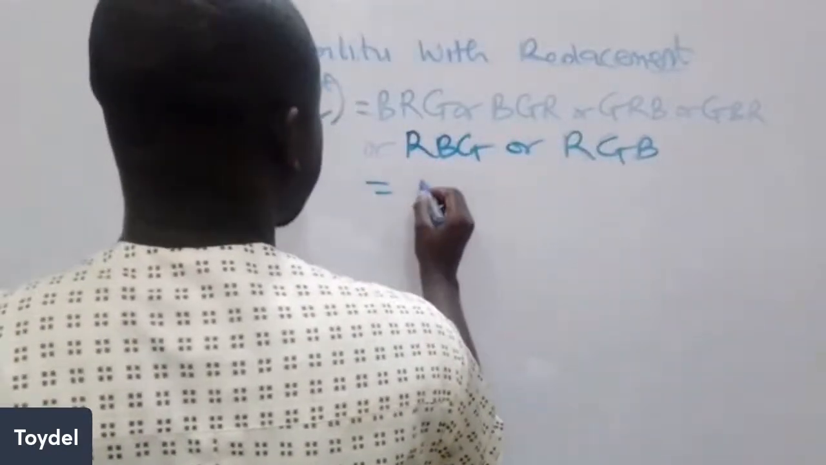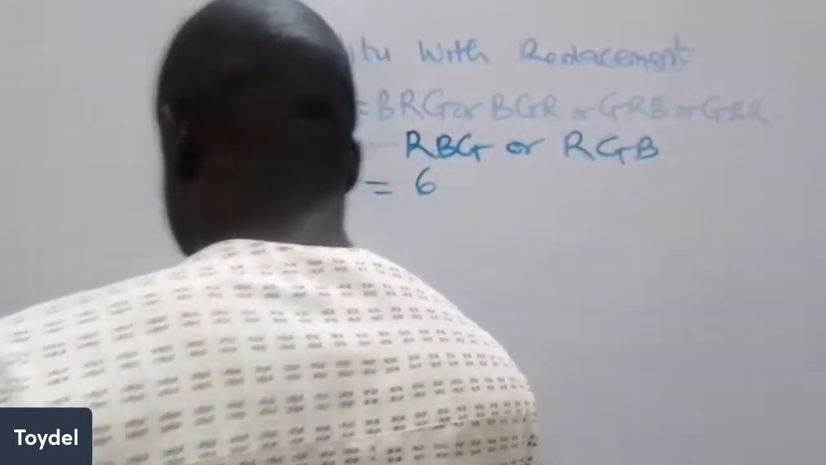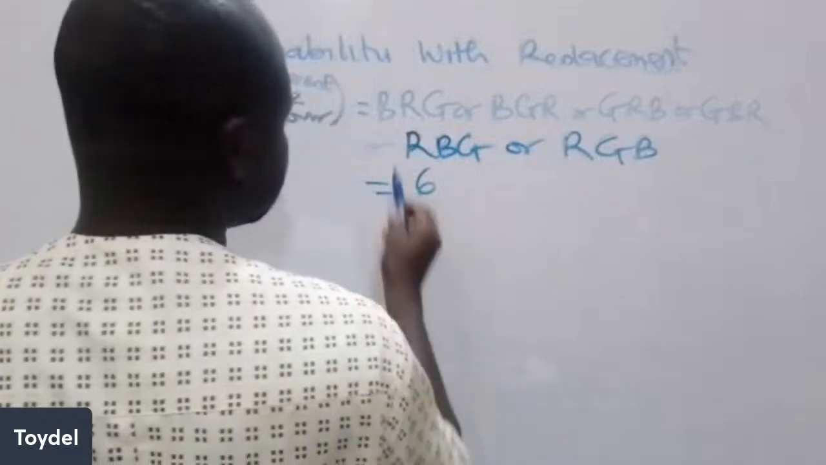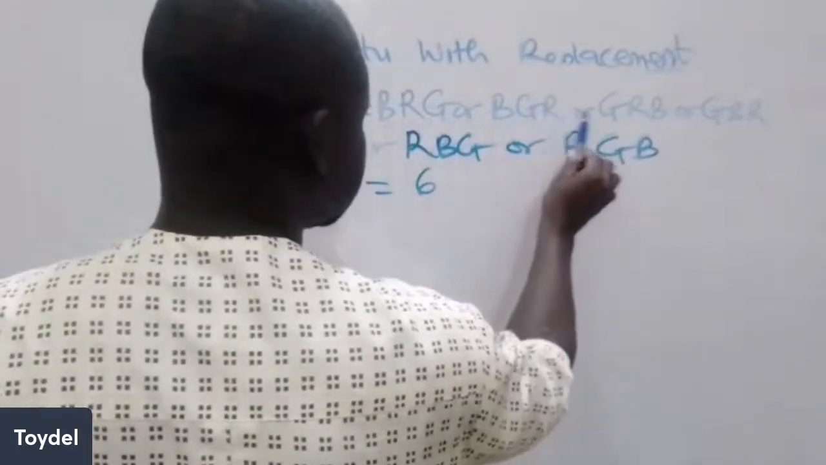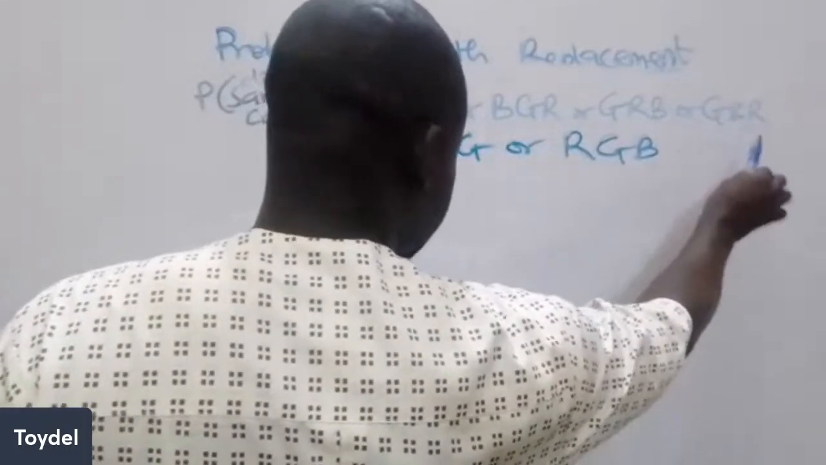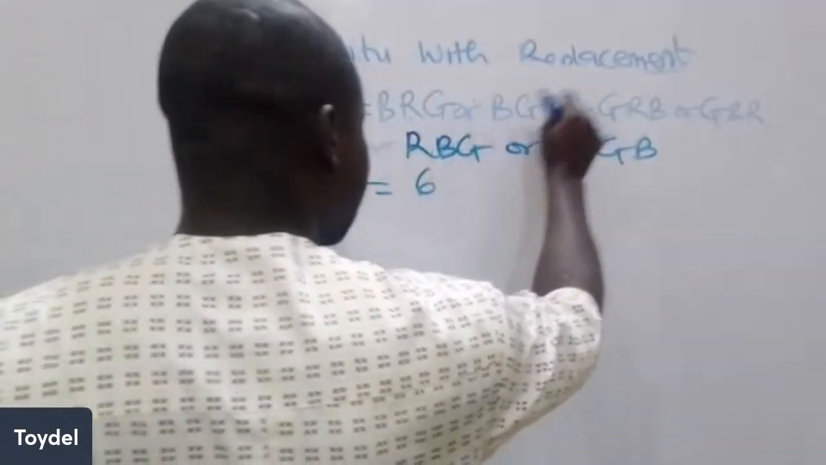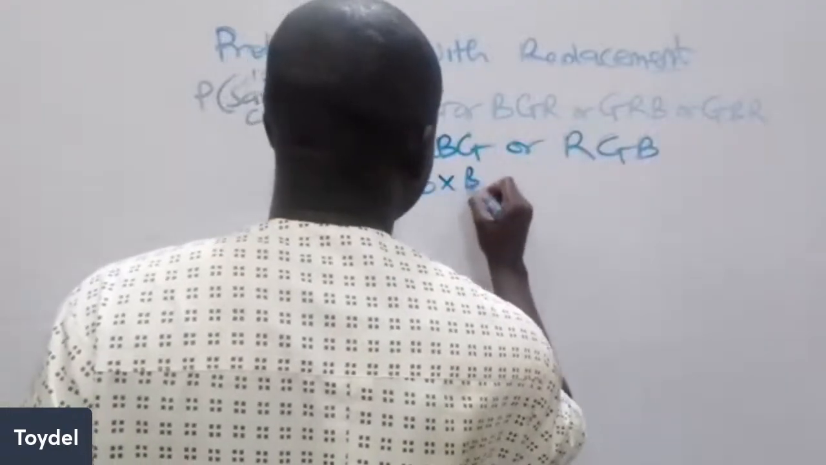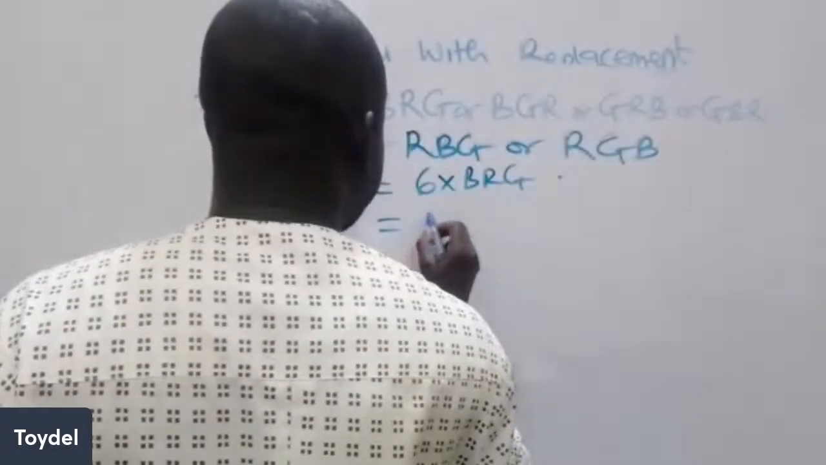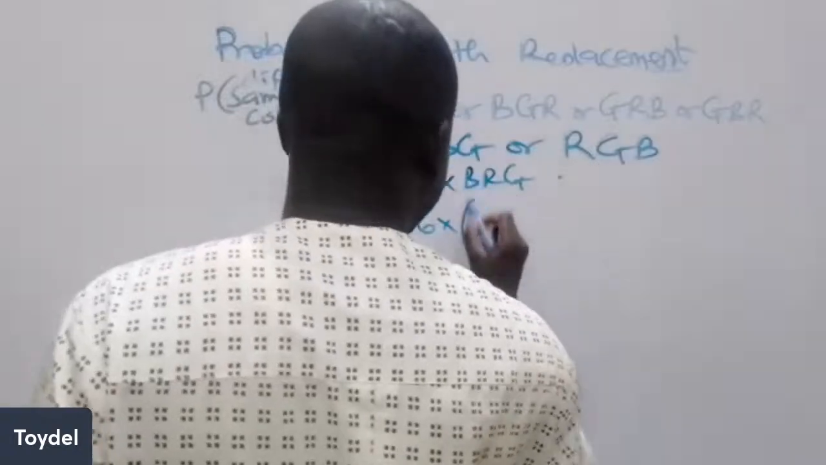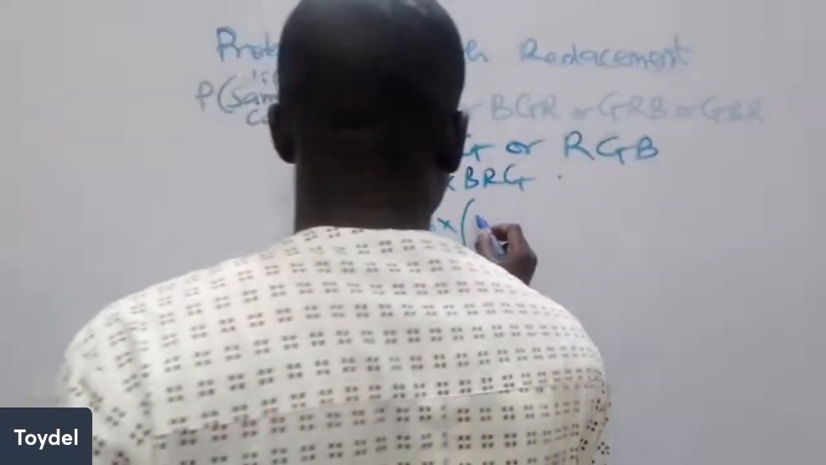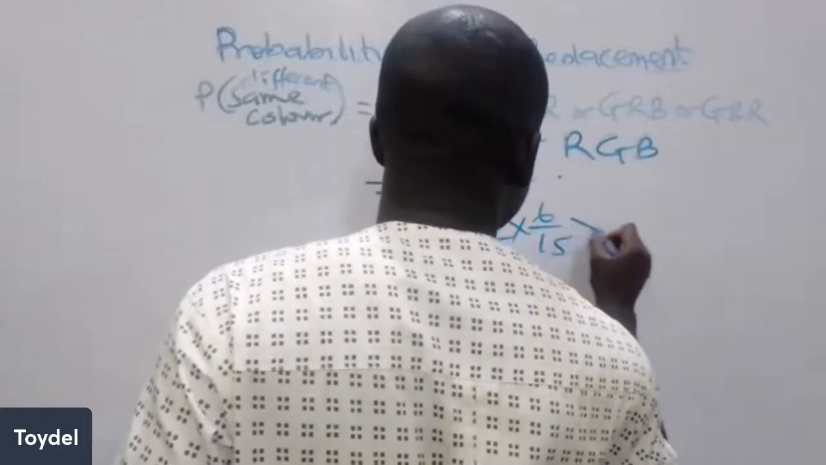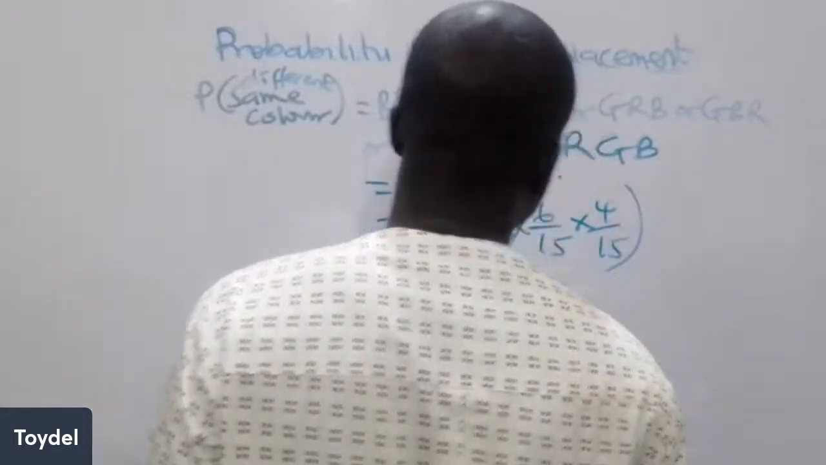So it simply means that I can say 6 multiplied by any of these. It's still the same thing. Either blue, red, green, or blue, green, red, or green, red, blue, or red, green, blue, we are going to get the same answer at each of these. So I can say 6 multiplied by, let me just pick blue, red, green. My final answer will now be 6 multiplied by, what is the probability of blue? The probability of blue is 5 all over 15 multiplied by the probability of red, 6 all over 15, multiplied by 4 all over 15.